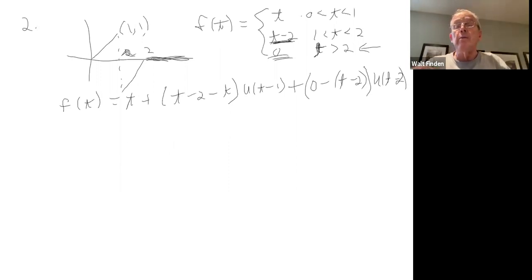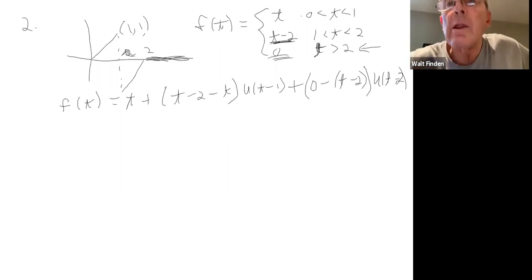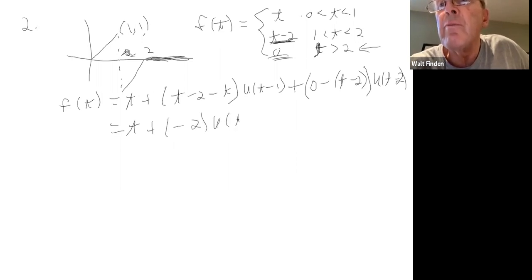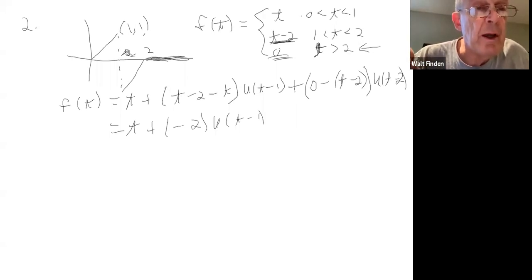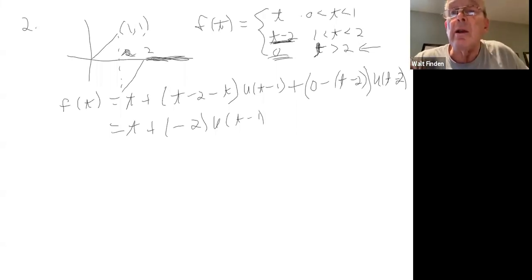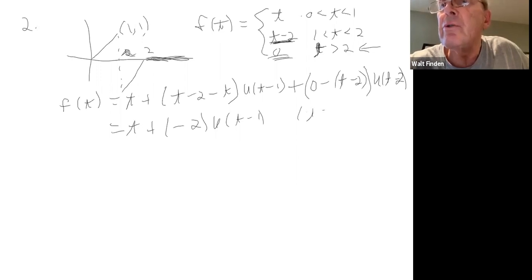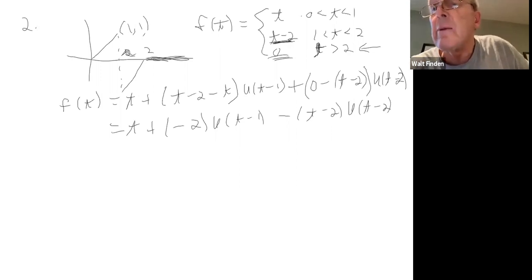And now I need to make these line up. So here's what I mean by that, t plus, and so here I have a minus 2 times u of t minus 1. Okay. And then we have a minus t minus 2 times u of t minus 2. Fortunately, these things line up quite nicely, so we don't have any adjustment to make.